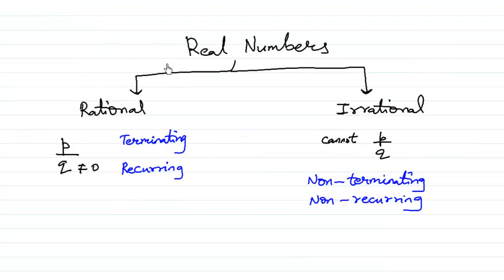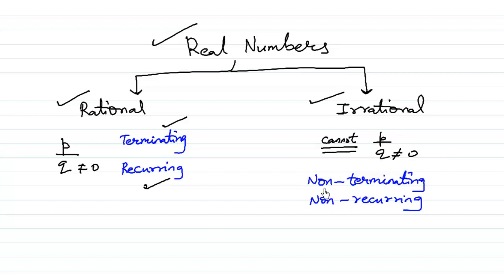Now, in this video and in the previous video, we saw that real numbers are made up of two categories, rational and irrational. In other words, rational numbers and irrational numbers together make real numbers. Rational numbers can be represented in the form of p upon q, where p and q are integers and q is not equal to 0. And in decimal format, it could either be terminating, meaning it stops somewhere, or if it does not stop, it will recur, it will repeat, it will have a particular pattern. But irrational numbers cannot be represented in the form of p upon q, where p and q are integers and q is not equal to 0.